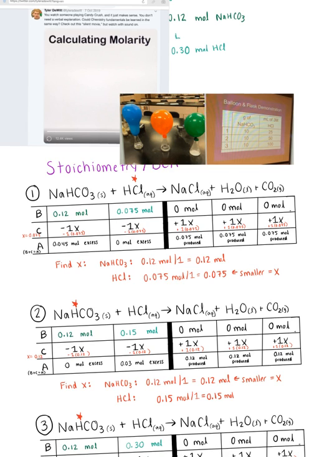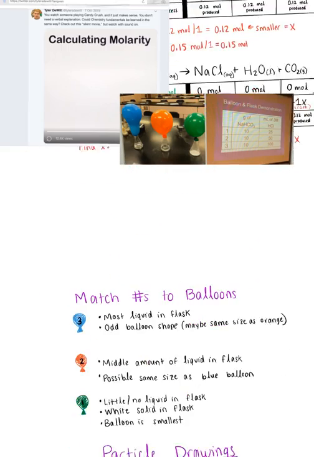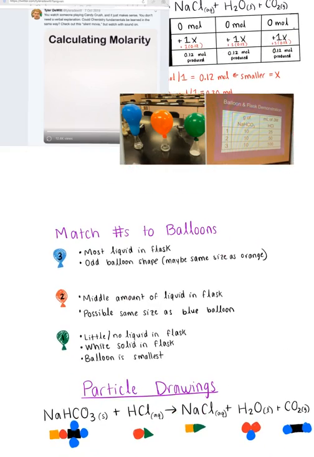Also compare the CO2, 0.075 to 0.12, and then this one is also down here, 0.12. So these ones made the same amount of CO2, this one made less. Who has less CO2 in the balloon and leftover solid? That is the green balloon. So I said that flask number 1 was probably the green balloon because we had leftover NaHCO3 and we had less CO2 produced.